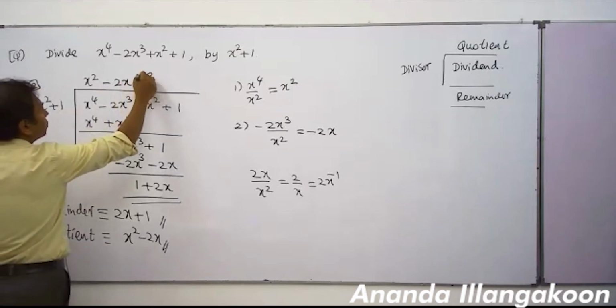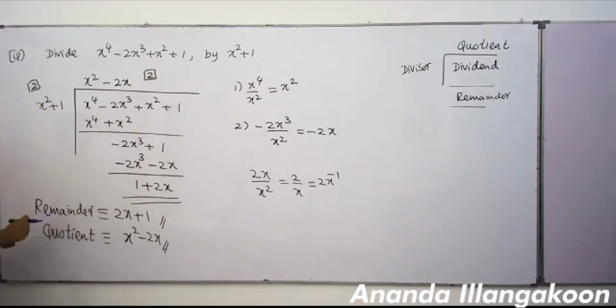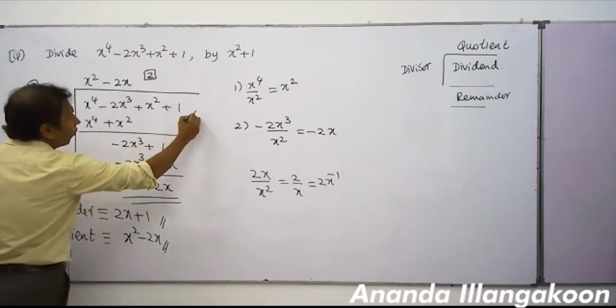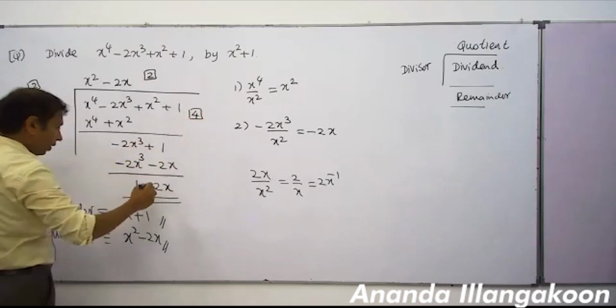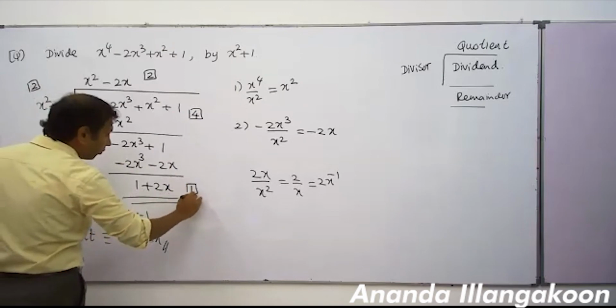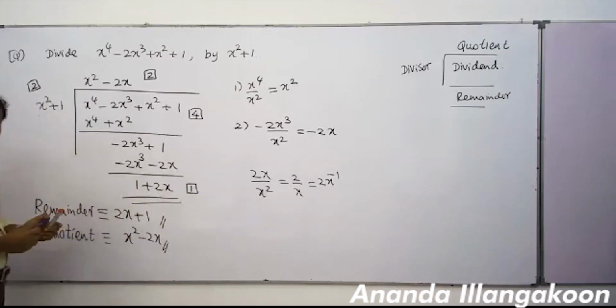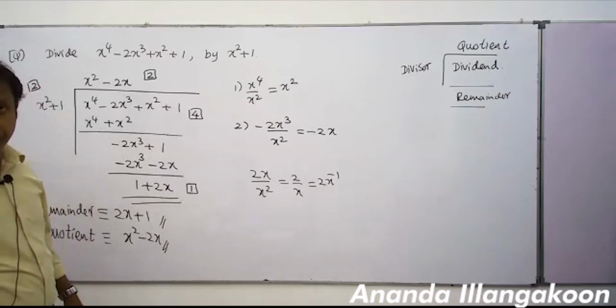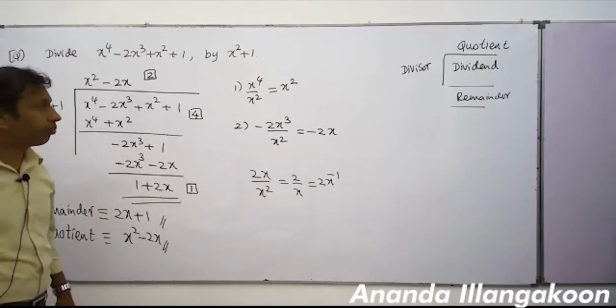Quotient degree is 2. Dividend degree is 4. The remainder degree is 1. Among these 4 degrees, people, there are 2 relations.